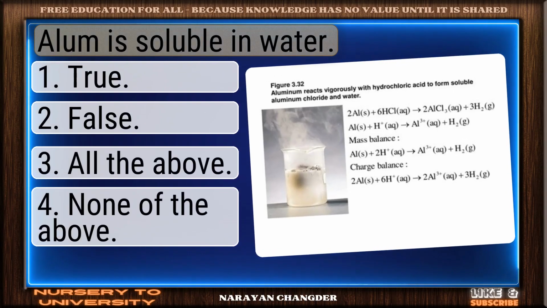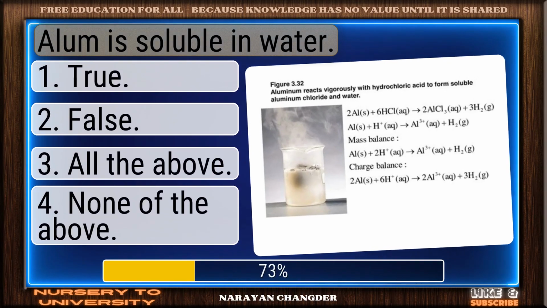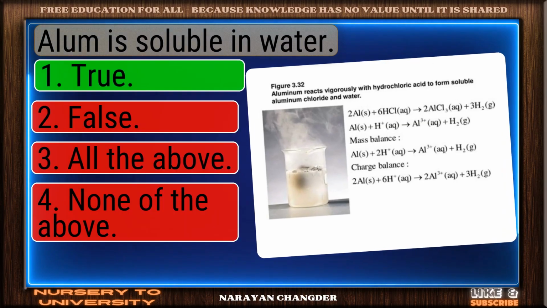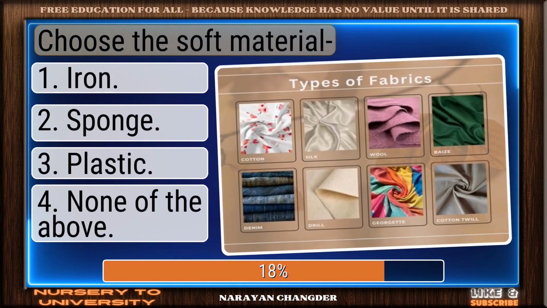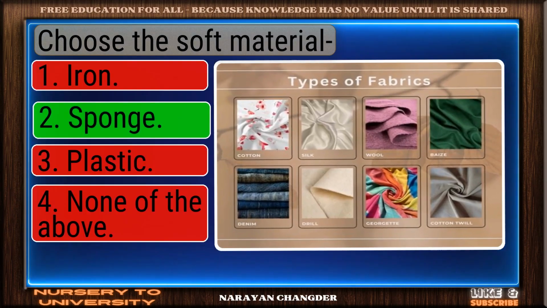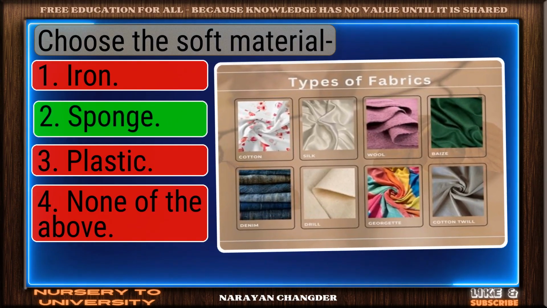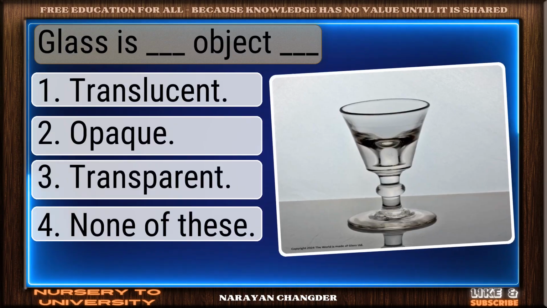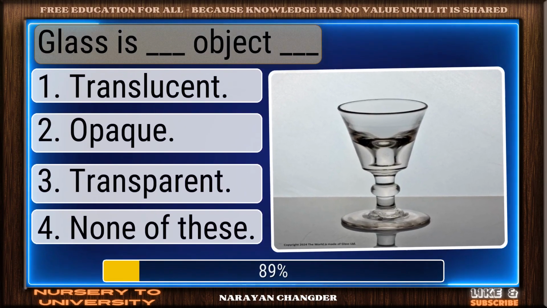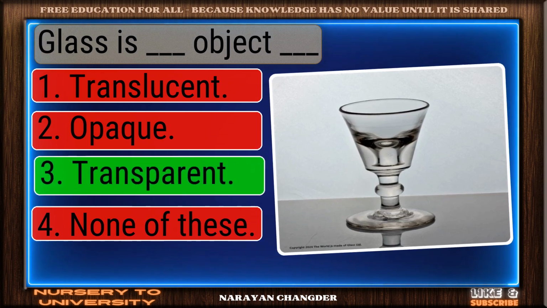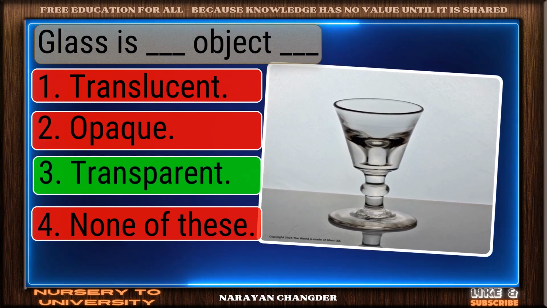Alum is soluble in water. Nicely done. True is a solid answer. Choose the soft material. Correct. Sponge is the right answer. Glass is dash object dash. Smart pick. Transparent is the correct choice.